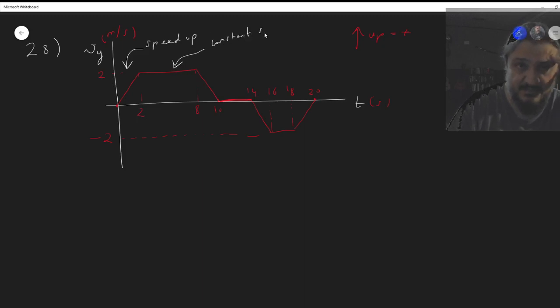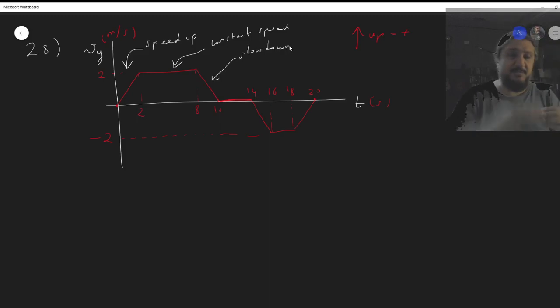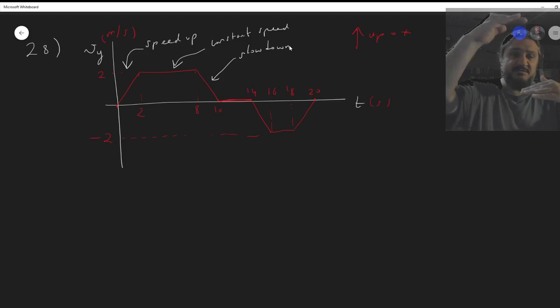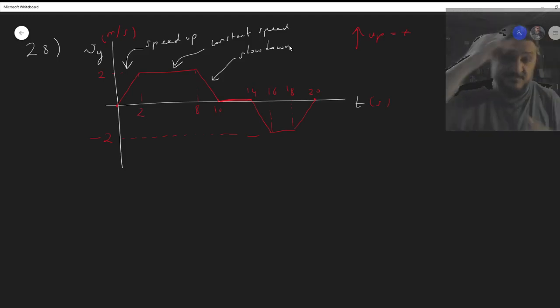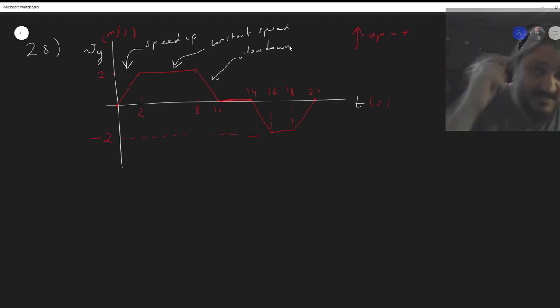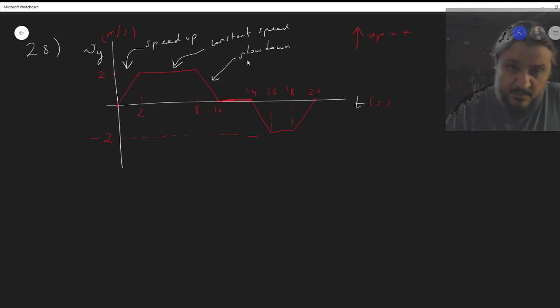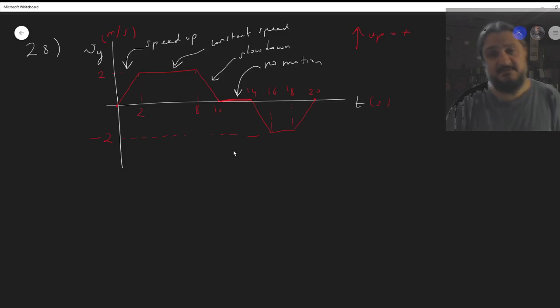Constant speed or constant velocity, right? And then slow down. All right, so it's sped up. Maintain the speed for 6 seconds, and then another 2 seconds for slowing down. It stopped at t equals 10 seconds. So no movement here. No motion. Okay, it's at rest.